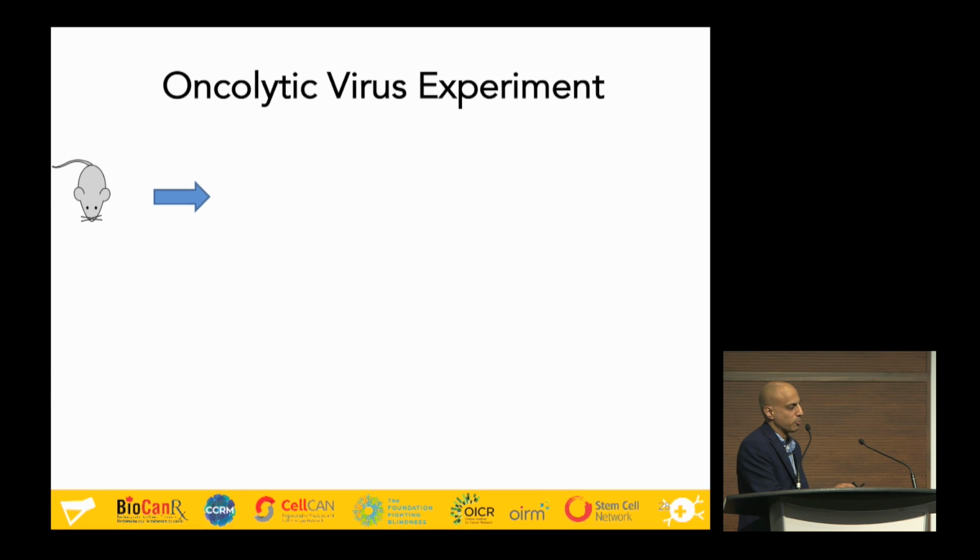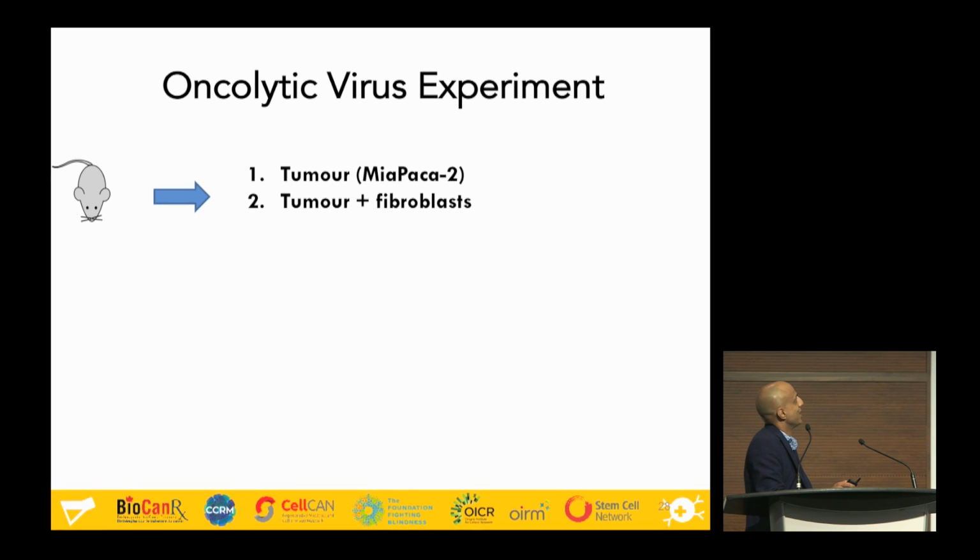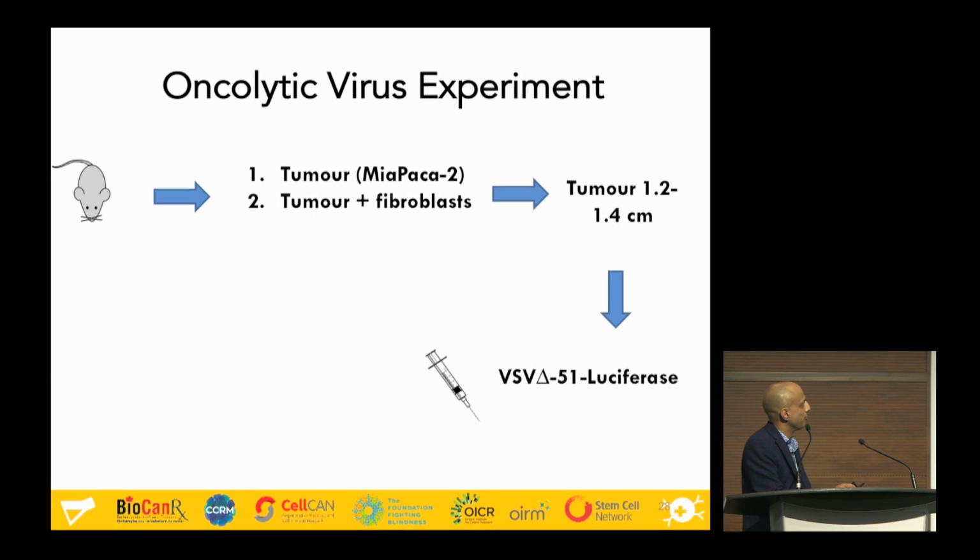And just as a thought experiment here, this is a sort of make-believe experiment. We're looking at OV, where we have our mice and we're injecting them with tumors, either MIA-PACA2 or tumor plus fibroblasts, growing the tumors up to 1.2 to 1.4 centimeters. And then, once they've reached this size, they're injected with VSV delta 51 luciferase, so an OV. And then 72 hours later, we're assessing our tumor burden in these particular animals.